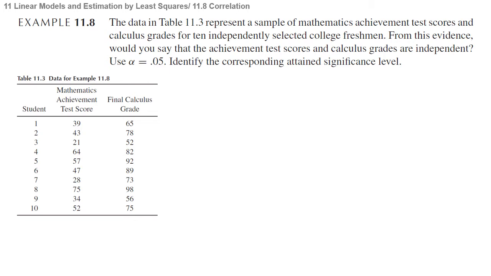Let's move on to example 11.8. The data in table 11.3 represent a sample of mathematics achievement test scores and calculus grades for 10 independently selected college freshmen. From this evidence, would you say that the achievement test scores and calculus grades are independent? Use alpha equals 0.05, identify the corresponding attained significance level. Okay, so in this case, we have mathematics achievement test scores and final calculus grade, and we want to test whether these two values are independent or not.